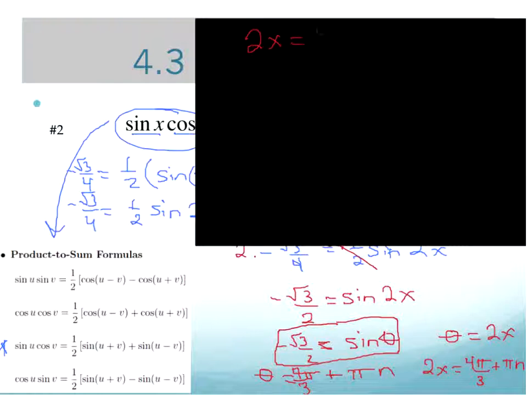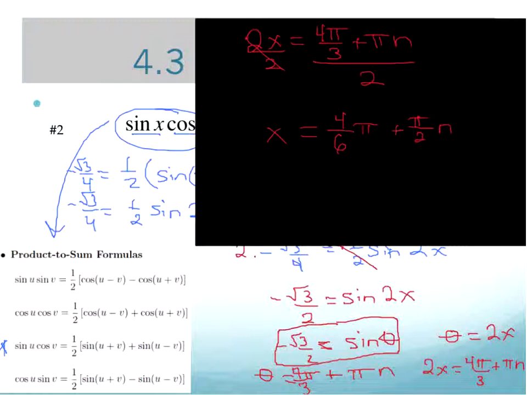I'm at 2x equals 4 pi over 3 plus every pi n. And I'm going to divide both of these by 2. Remember, dividing by 2 is the same as multiplying by 1/2. So 4/3 times 1/2 would give me 4/6. And this would give me pi over 2. Okay. So let's reduce that one last time. So those would be where all of my solutions are.